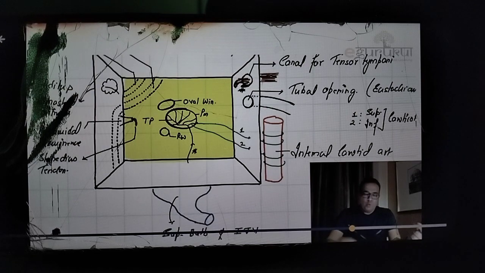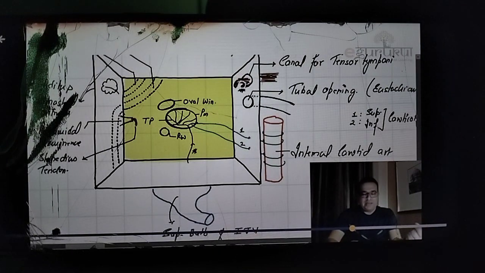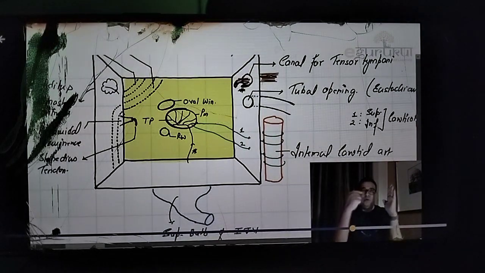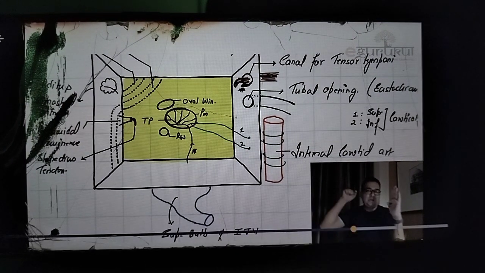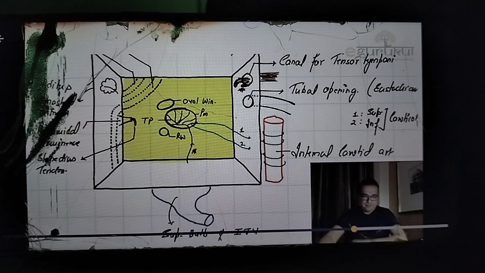There are two muscles in the middle ear here. One coming from the anterior wall, one from the posterior wall. From the anterior wall is the tensor tympani. It comes from the anterior wall, but it goes toward the lateral wall. The one coming from the posterior wall is basically acting on the stapes, and the stapes is attached to the medial wall. So that's how these walls of the middle ear are present.